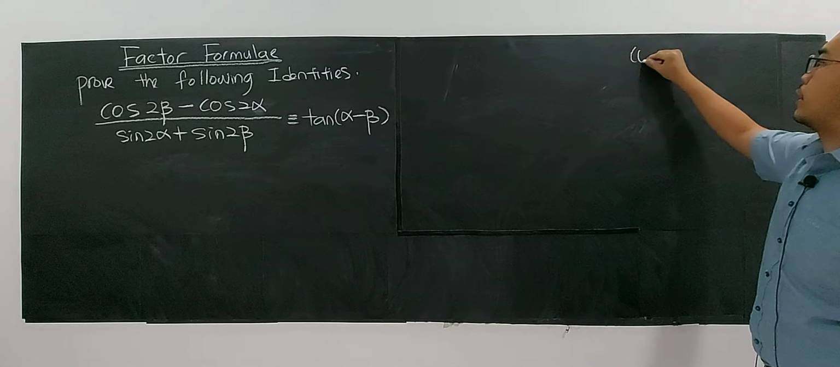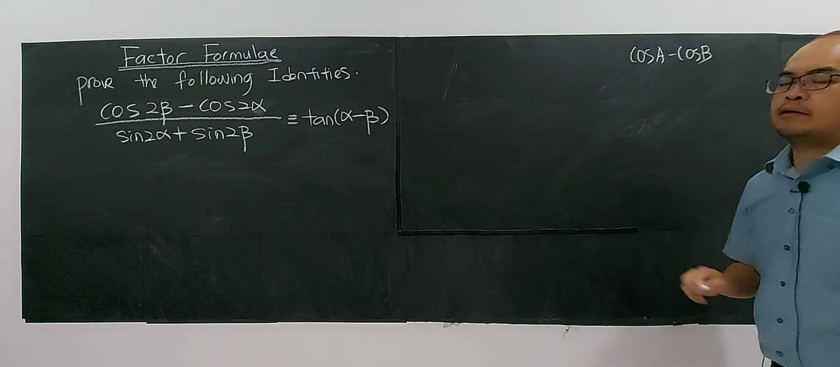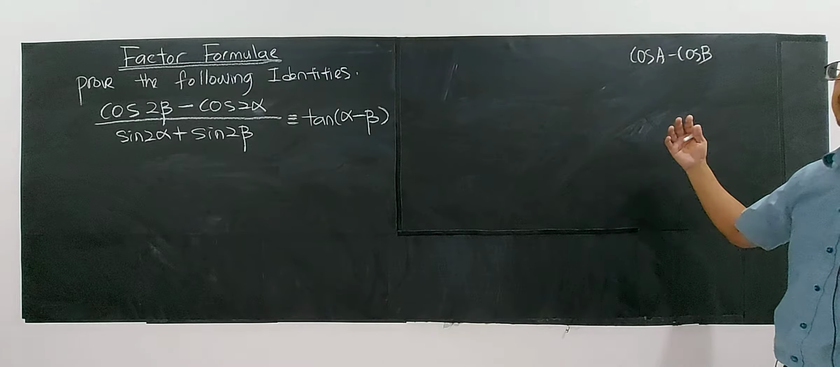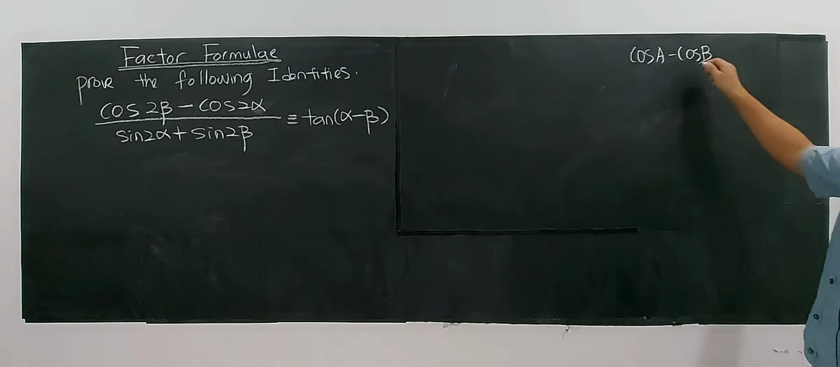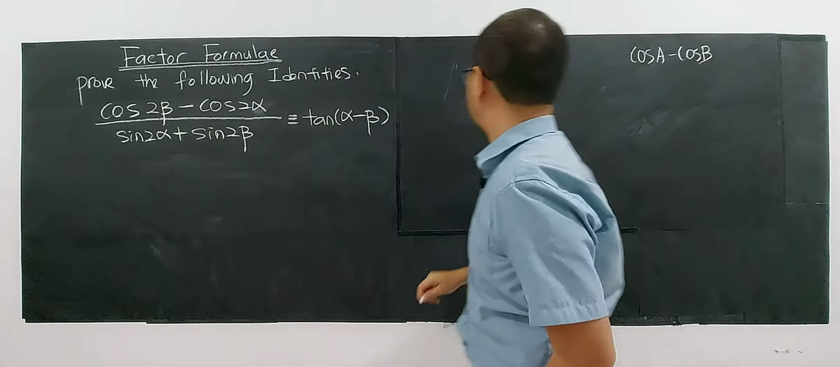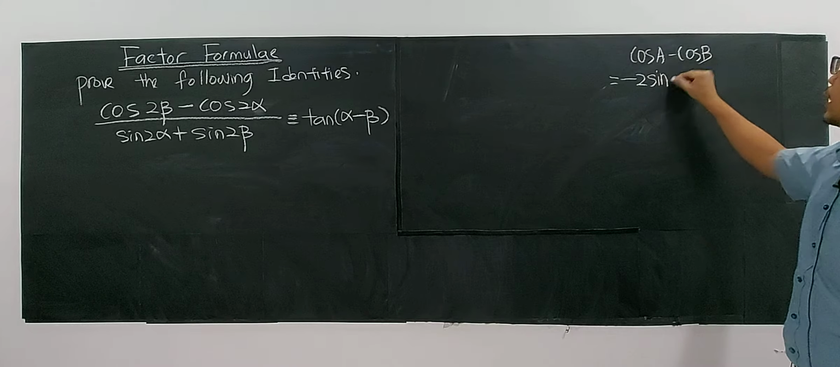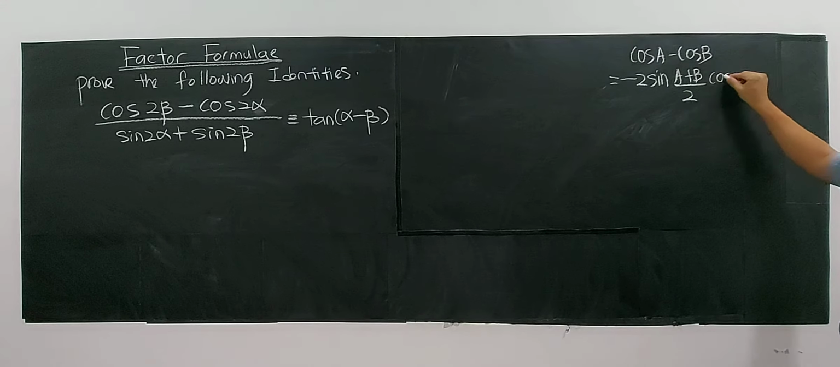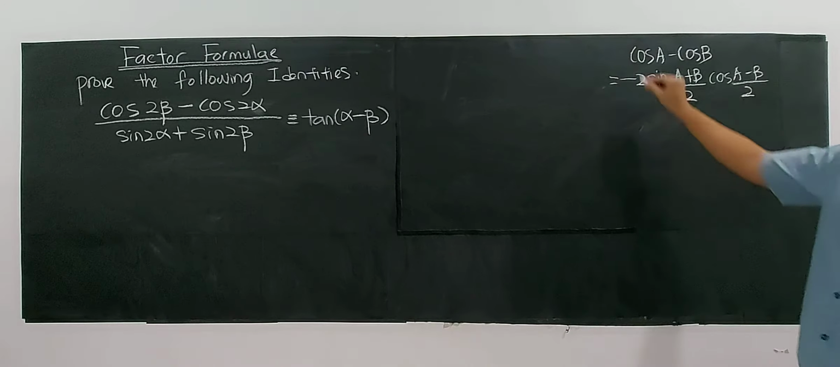So I can apply cos A minus cos B, this formula. There are 4 factor formulas: sin A plus sin B, sin A minus sin B, cos A plus cos B, cos A minus cos B. In this case, I see there is a cos minus cos, different angle. So I apply cos A minus cos B, which is negative 2 sin A plus B over 2 cos A minus B over 2. That is the first formula.